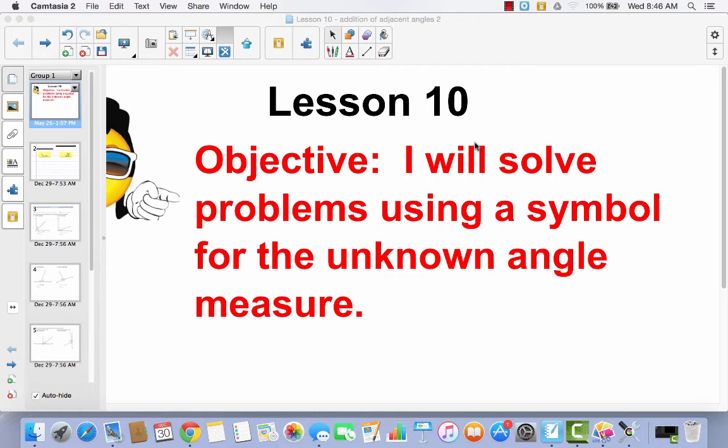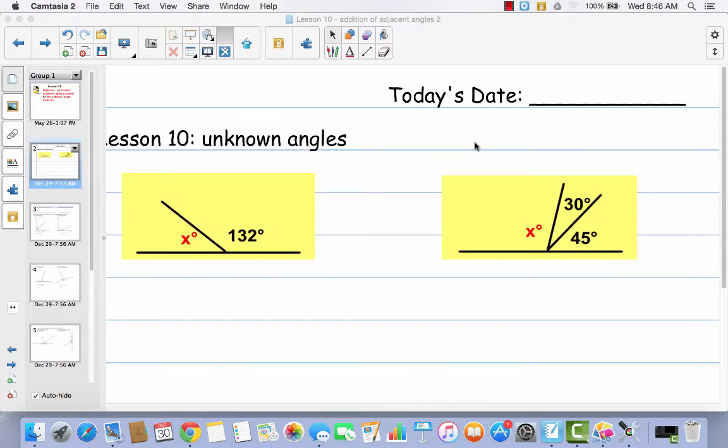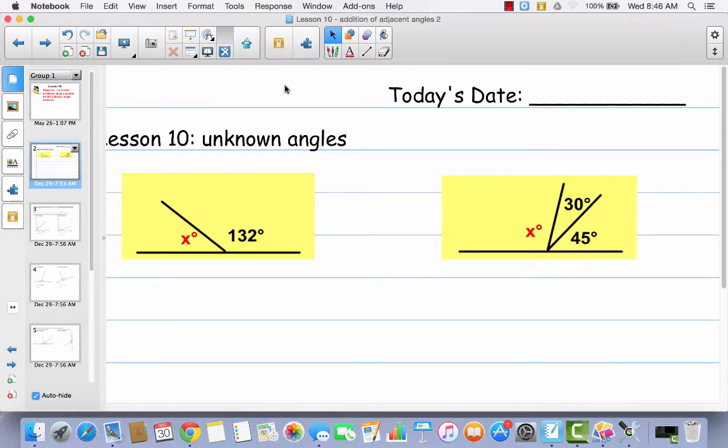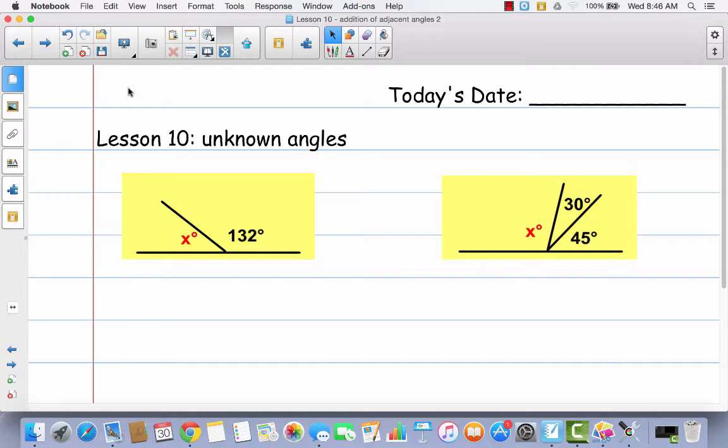Lesson 10, I will solve problems using a symbol for an unknown angle measure. All right, so we are going to use your math journal today, so I want you to go ahead and get that out, and write today's date and Lesson 10, unknown angles.